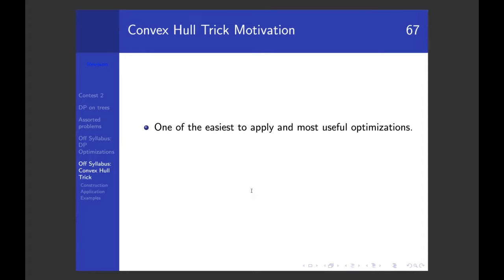Convex Hull trick. Of the optimizations, I chose to cover it today because it's the easiest to apply. There's a few of them. If you're interested, there's the main ones: there's convex Hull trick, and there's divide and conquer, which is different to the divide and conquer you've heard of before. There's also another one, but this is very niche.